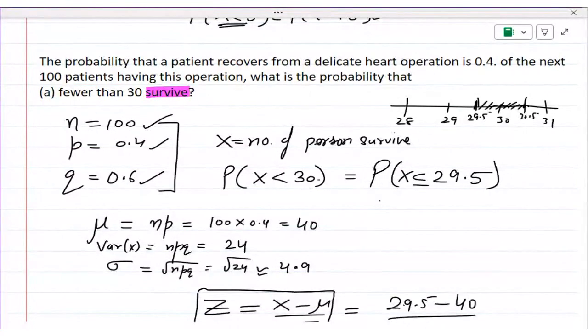Because the binomial is discrete, in the binomial either 28 will survive, or 29, or 30, or 31. But you are doing it with the continuous, so first you have to make it continuous. 30 means 29.5 to 30.5. 28 means 27.5 to 28.5. Now points are not points; we are considering them as intervals. So less than 30 will actually mean less than 29.5. You understood this?